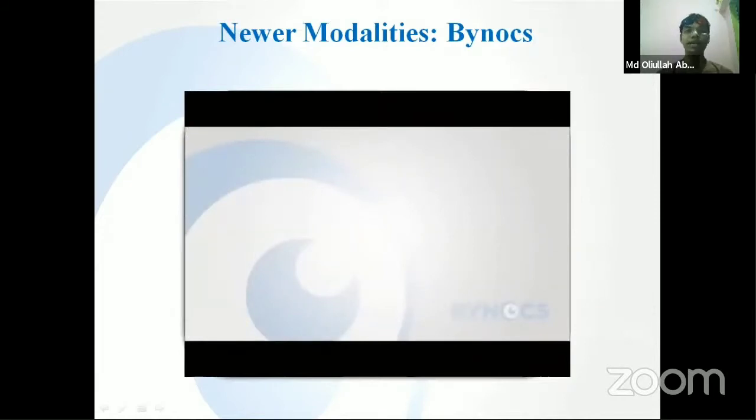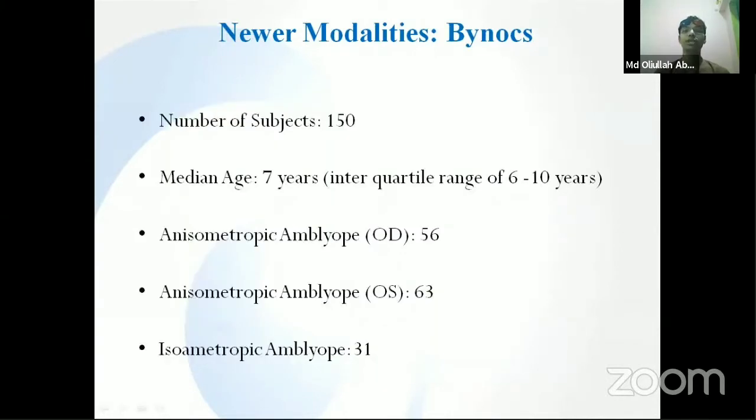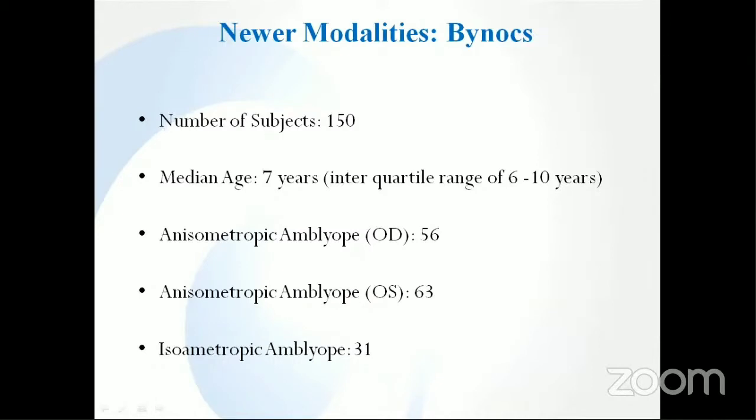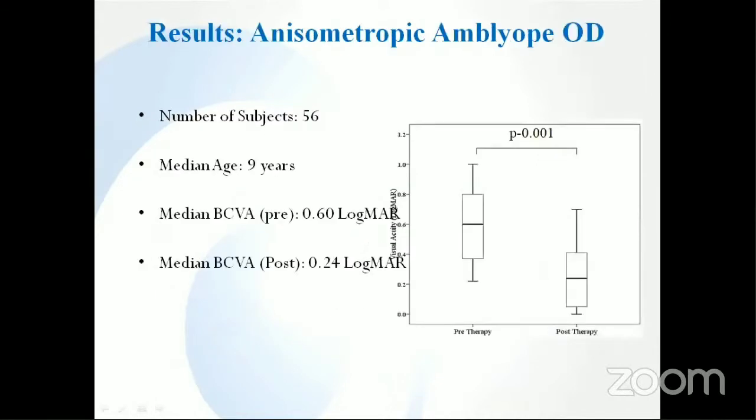Great. So as you can see, we improvised the concept: instead of blurring the image, reduce the contrast of the better eye, make it more binocular in nature, and train the visual system. And we saw very good results. I'll be sharing the first 150 patients we treated, with a median age of 7 years, ranging from 6 to 10 years, and the results are very encouraging.